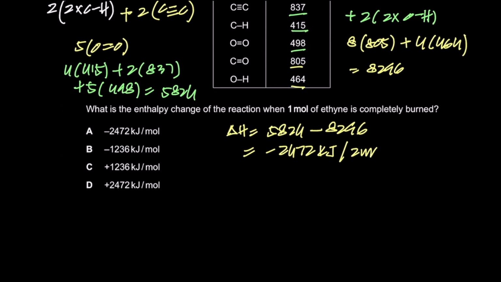This is for every 2 moles of ethion. We've done a lot of questions in theory like this. It's saying calculate it for 1 mole. In theory, this question would be roughly for 4 to 5 marks. That's the beauty. So for 1 mole, you just divide it by 2, right? This is for 2 moles. For 1 mole, you divide by 2, you get minus 1236 kilojoule per mole. B is the correct option.